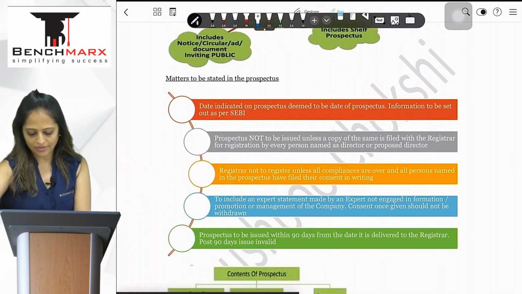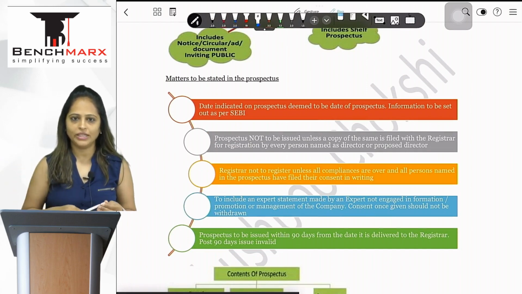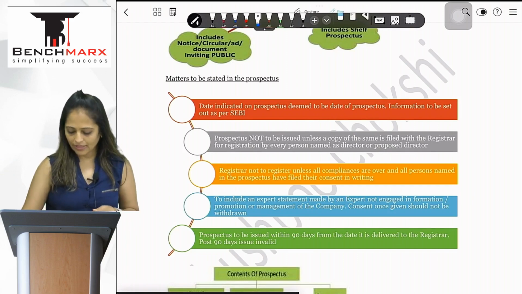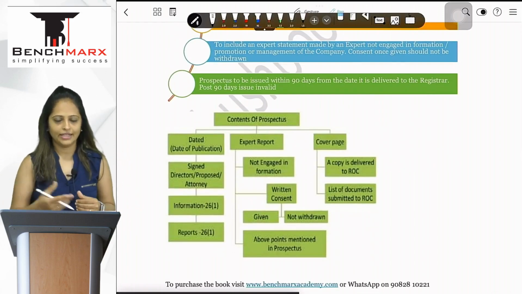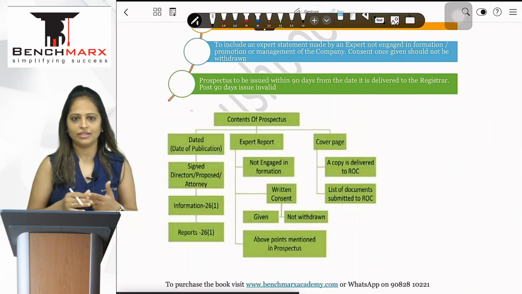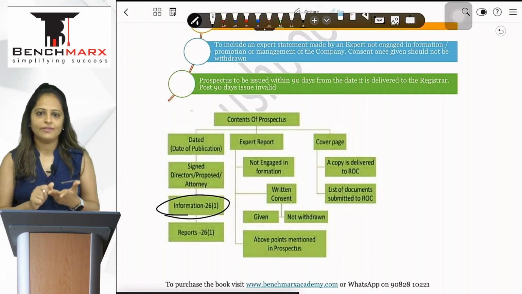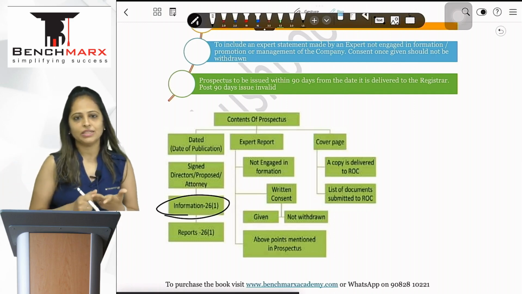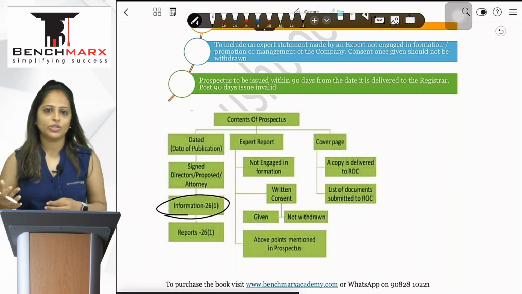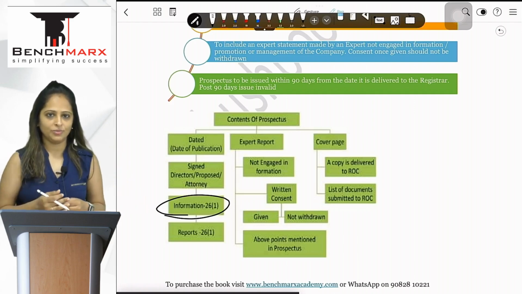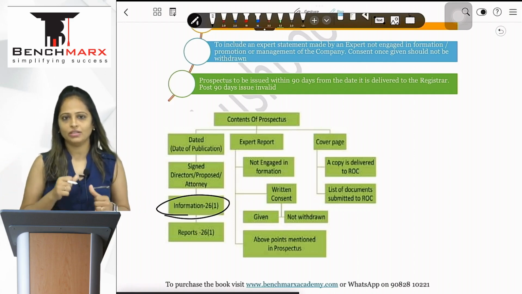Now what are the matters to be stated in the prospectus? All these matters are coming from section 26, but that is something which we don't have to write in very much detail. But the important things that we have to write here is that the prospectus has to be dated and signed. It will include all the financial information that is required to be incorporated as per section 26(1), and it will have an expert statement. Expert statement is by an independent party who has given his consent and who has not withdrawn his consent at the time of signing the prospectus. So the expert statement is something which is required along with the prospectus.